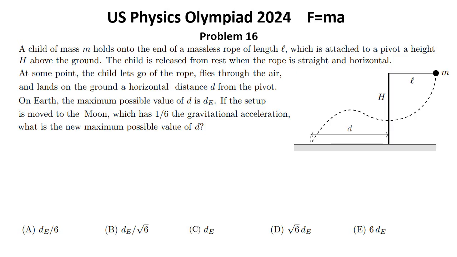On Earth, the maximum possible value of d is d_E. If the setup is moved to the Moon, which has 1/6 the gravitational acceleration, what is the new maximum possible value of d?